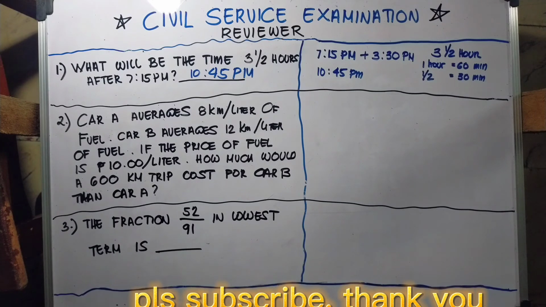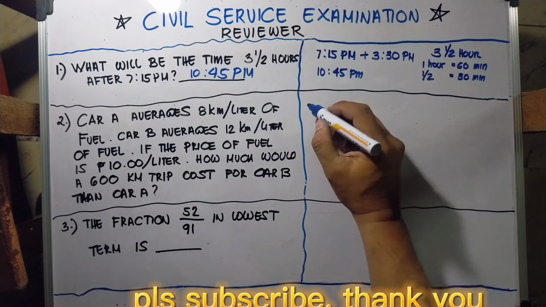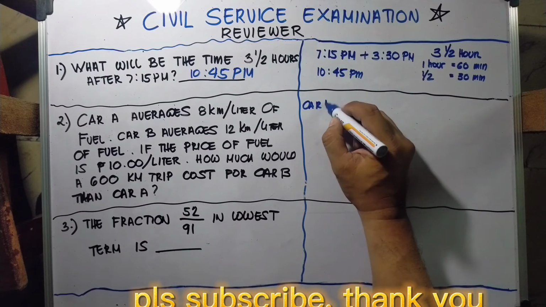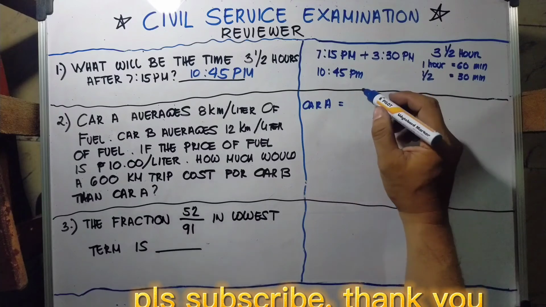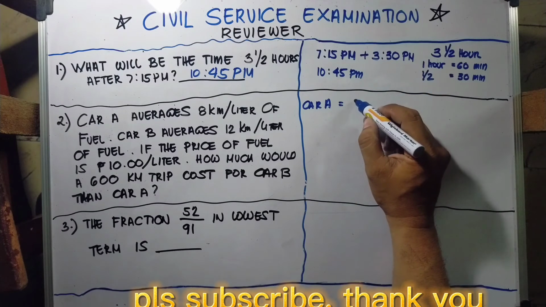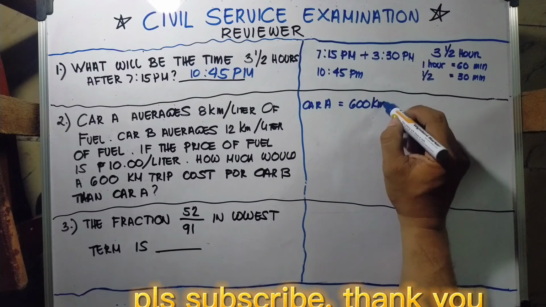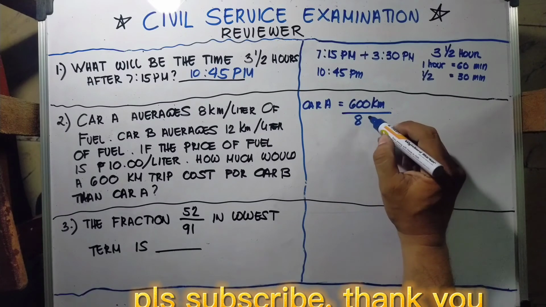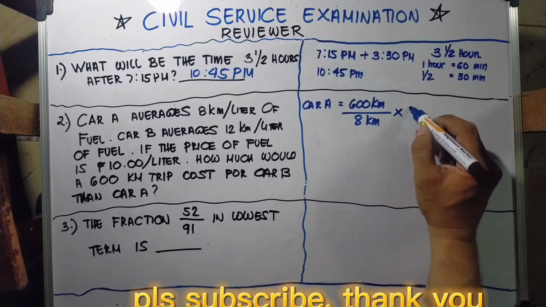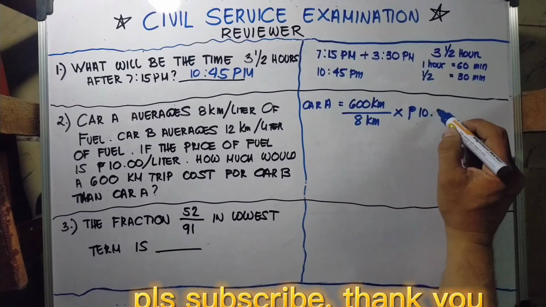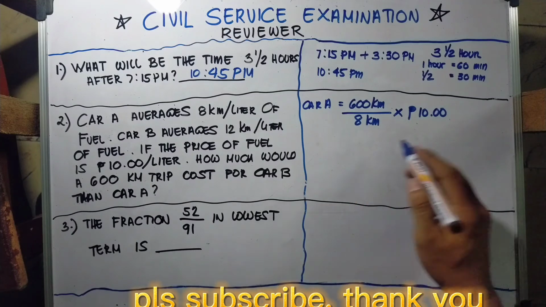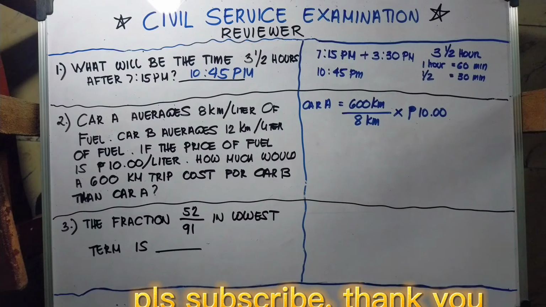For number 2, car A averages 8 kilometers per liter of fuel. Car B averages 12 kilometers per liter of fuel. If the price of fuel is 10 pesos per liter, how much would a 600 kilometer trip cost for car A than car B? First, for car A: 600 kilometers divided by 8 kilometers times 10 pesos. That will be the trip cost for car A.